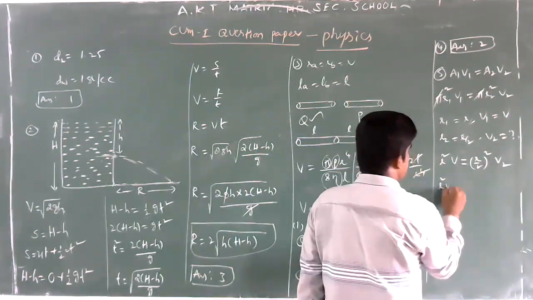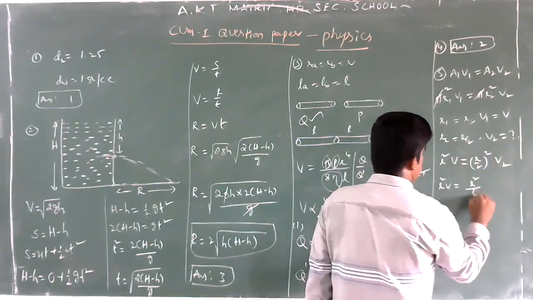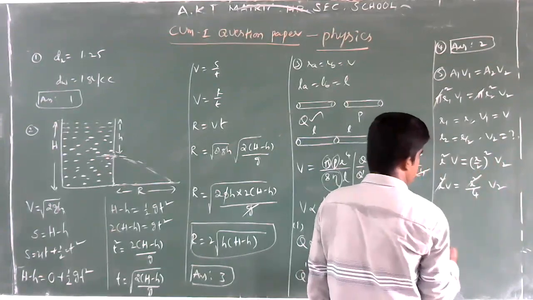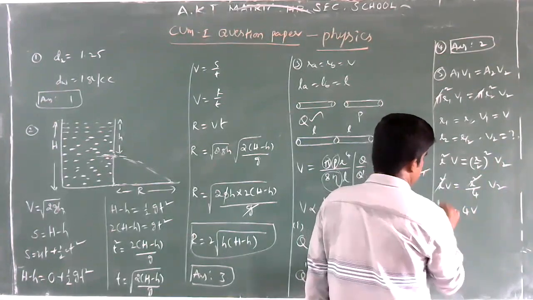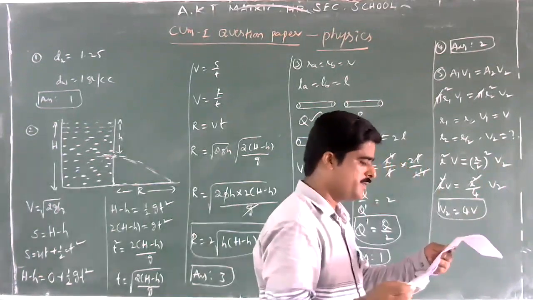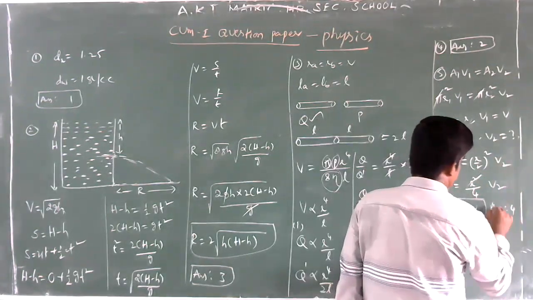So r square v is equal to r square by 4 v2. Both sides r square gets cancelled. Then cross multiplication, v2 is equal to 4v. So which option is correct for this question? Fourth option. So answer is 4. Fourth option is correct.